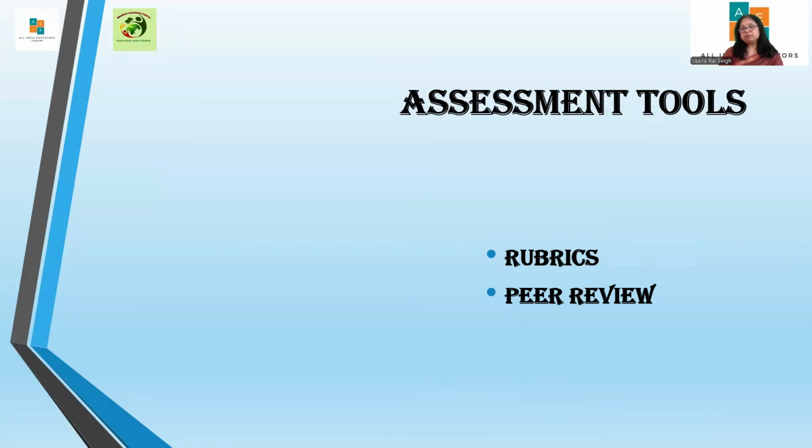Peer review, as I mentioned, is also one of the very important tools which is part of the holistic report card. Here, we need to train the children, we need to explain to the children how important peer review is and how they have to review their friends, who are also learning within their classrooms.